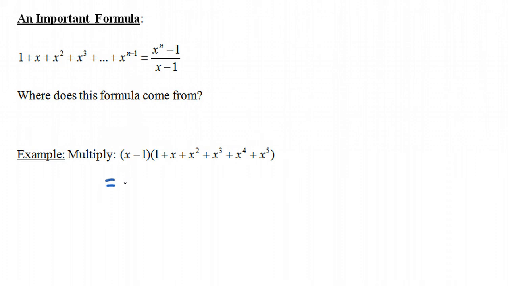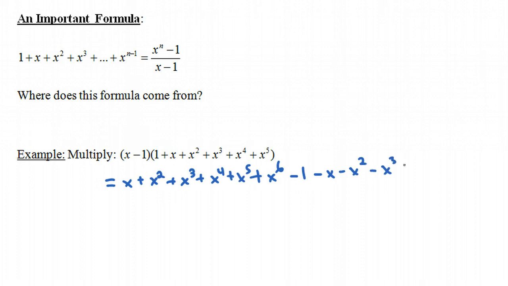Let's do that pattern. So x times 1 would be x. x times x is x squared. x times x squared is x cubed, and so on. And notice, when we finally multiply x times x to the fifth, we would get x to the sixth. So I just multiply x by each of those terms. Now let's multiply minus 1 by each of the terms. Minus 1 times 1 is minus 1. And we'll get minus x squared, and so forth. And the last thing we'll get is minus 1 times x to the fifth, and so we end up with minus x to the fifth.